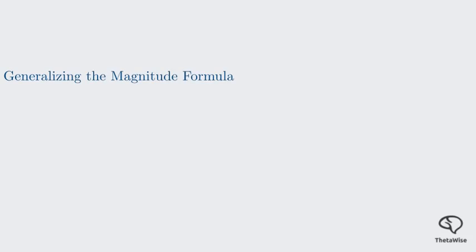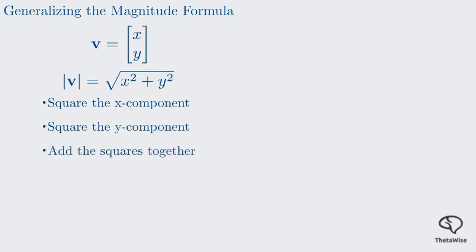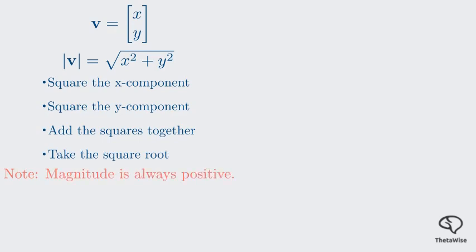Now, let's generalize this into a formula that you can use every time without needing to draw the triangle. For any vector v with components x and y, the magnitude of v equals the square root of x squared plus y squared. Here are the steps. First, square the x component. Second, square the y component. Third, add the squares together. And finally, take the square root of the result. It is very important to remember that, because we are squaring the components, the magnitude will always be a positive value, even if the components themselves are negative. Length cannot be negative.